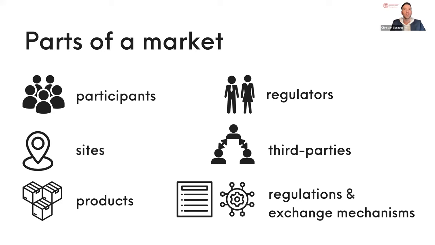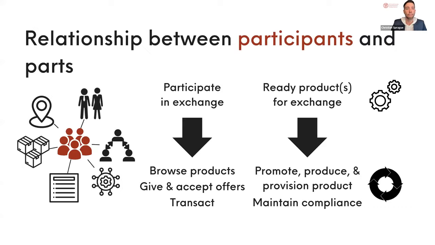But these also can be physical sites. If you've ever been to a bazaar or a flea market or a farmer's market, right? These sites happen all around us where we go to engage in commercial exchange. And then you also have products. That's another key part of a market. If you don't have a product, then there's no reason for exchange. Okay, so those are the parts of a market, or at least the minimum parts of a market, right?